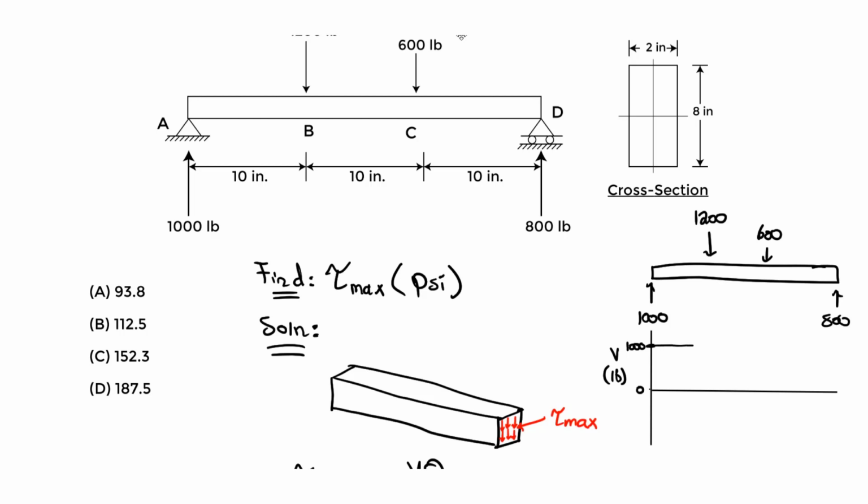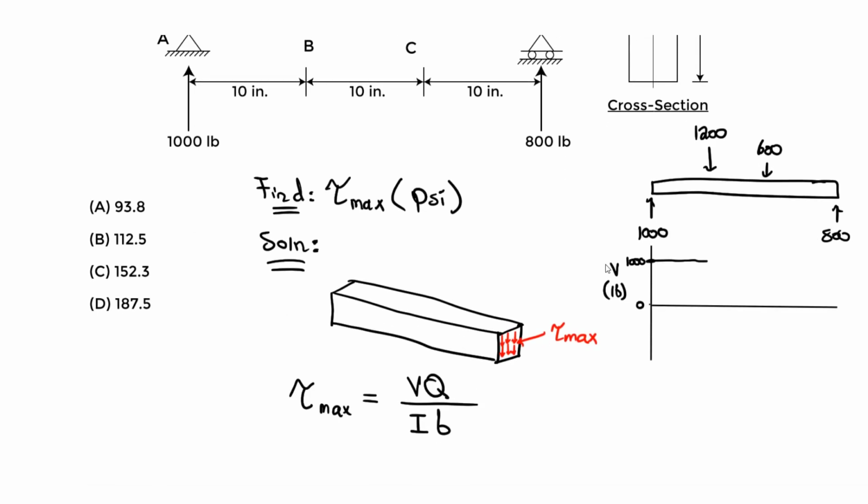Constant, constant, constant, until we hit this 1200, which is essentially here at B. At that 1200, it tells us go down 1200. From where? The 1000. From the point we're at, which is 1000, go down 1200. That brings us to negative 200. So it's just a vertical line down to negative 200 pounds. So now we are essentially here.